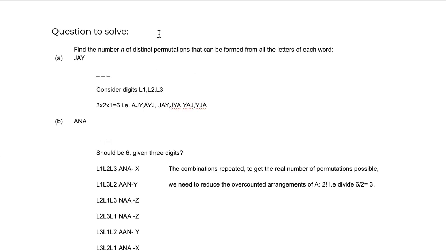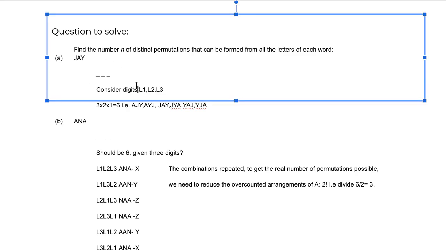Okay, another one. Let's try to find the number n of distinct permutations that can be formed from all the letters of each word, JAY, right? You can consider the letters to be L1, L2 and L3. So you can form it as L1, L2, L3; L1, L3, L2; L2, L1, L3; L2, L3, L1; L3, L1, L2; L3, L2, L1, right? 6 ways you can write them, and that's what I've written down. There are 6 different permutations possible from the letters J, A, Y.